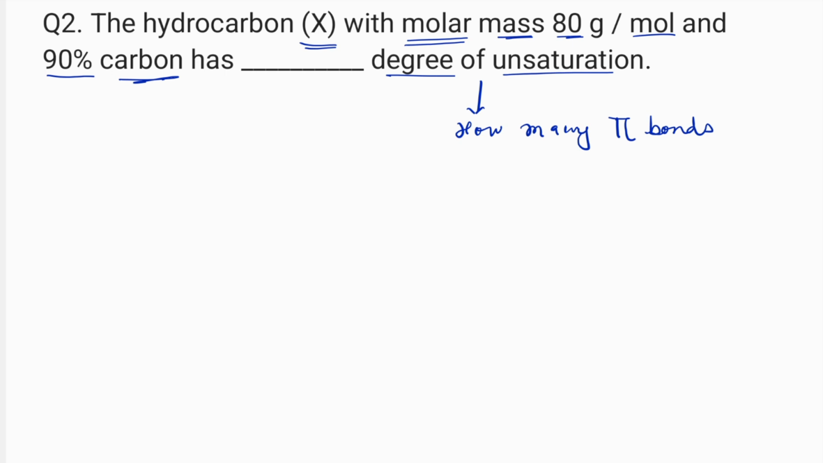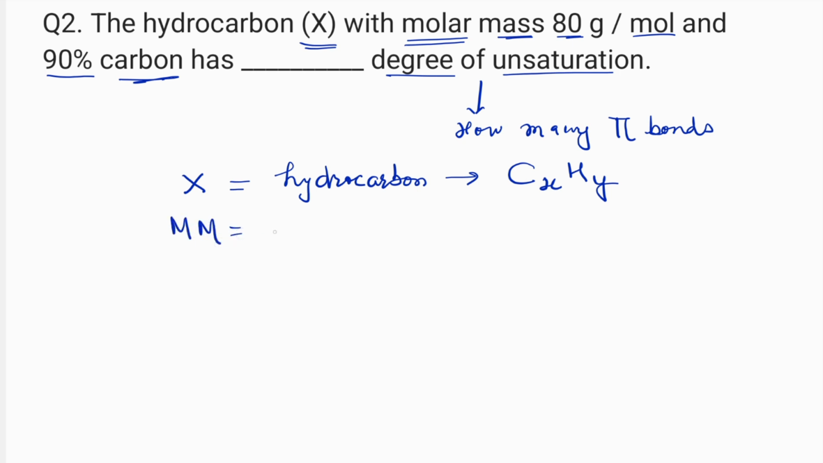All right, so here we have been given a few things, like this particular compound is X, which is a hydrocarbon, and from this information we know that this particular substance is going to be carbon and hydrogen only, because this is a hydrocarbon. So suppose x number of carbons and y number of hydrogens. Okay, and its molar mass has been given. The molar mass is 80 gram per mole.